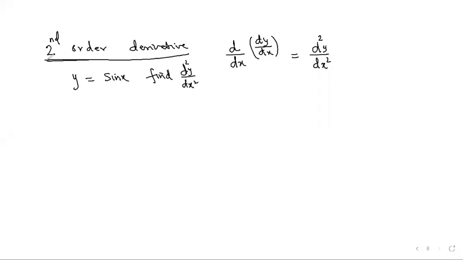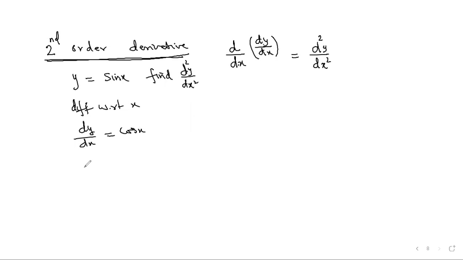So the second order derivative notation I explained to you. The derivative is denoted by d2y by dx2. So if I give you y equal to sin x, and if I ask you to find the second order derivative, first you will differentiate once with respect to x. So you will get dy by dx.